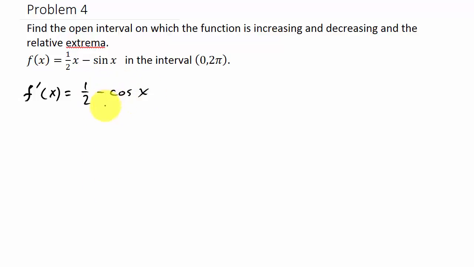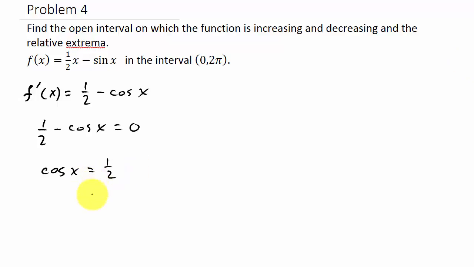And then I set this equal to 0. And so I get 1/2 minus cosine x equals 0. So that gives me cosine x equals 1/2. All right, so now hopefully you remember how to do this. I'll go ahead and work it out because I know students usually have trouble doing this.